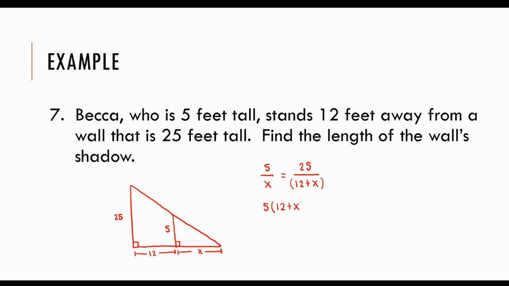We'll have 5 times this 12 plus X to equal 25X. If I distribute the 5, that's going to give me 60 plus 5X to equal 25X. Going to combine my X's by subtracting the 5X. So 60 equals 20X. And if I divide by 20, I get X to be 3.